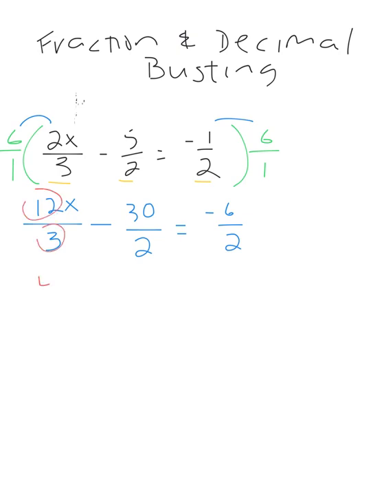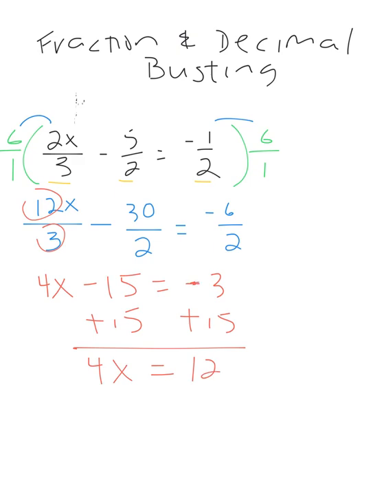Now if you notice, we can actually simplify these. 12 divided by 3 is 4x. 30 divided by 2 is 15. Negative 6 divided by 2 is negative 3. And if you add 15 to both sides, we have 4x equals 12, and divide by 4, and x equals 3. Now that is the same answer that you would get if you had gone ahead and just changed all these denominators to 6, changed negative 1/2 to negative 3/6, and changed 2x over 3 to 4x over 6, then changed this to negative 15 over 6. You'd get the same answer. But here, it might be a little bit easier to work with without having all the denominators in there.